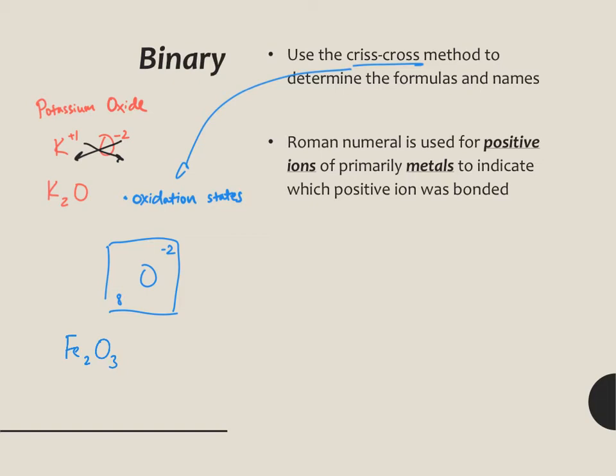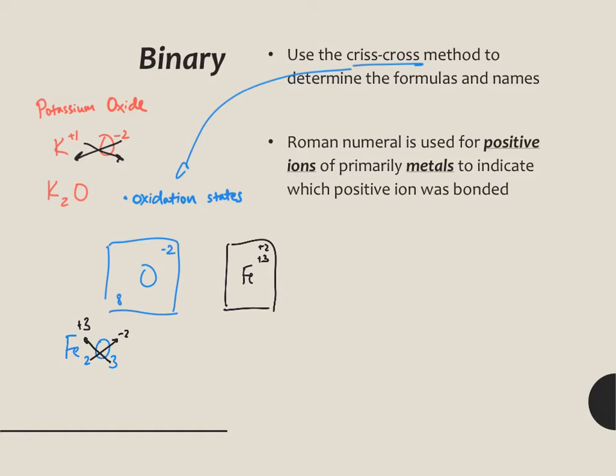So this is where the reverse crisscross method is useful. When you have elements like iron, iron has 2 oxidation states, +2 and +3. We don't know which one it's using, so that's why we do the reverse crisscross. -2 here, this one's +3, okay? So that means it's using the +3 state, and so Roman numerals there are there just to tell us which cation it's using, which positive oxidation state it's using, okay?